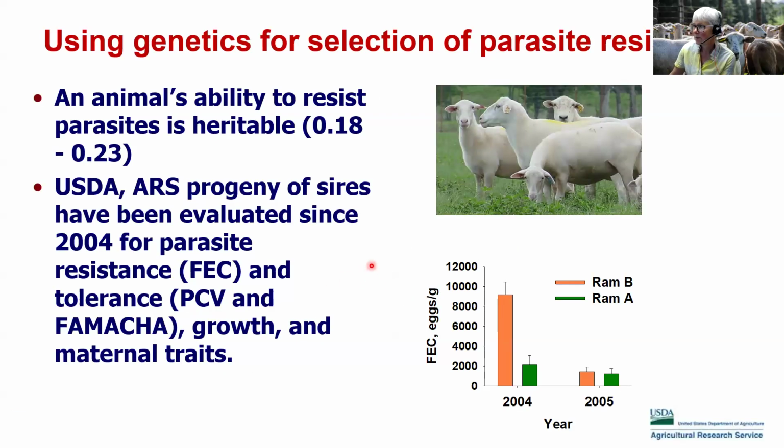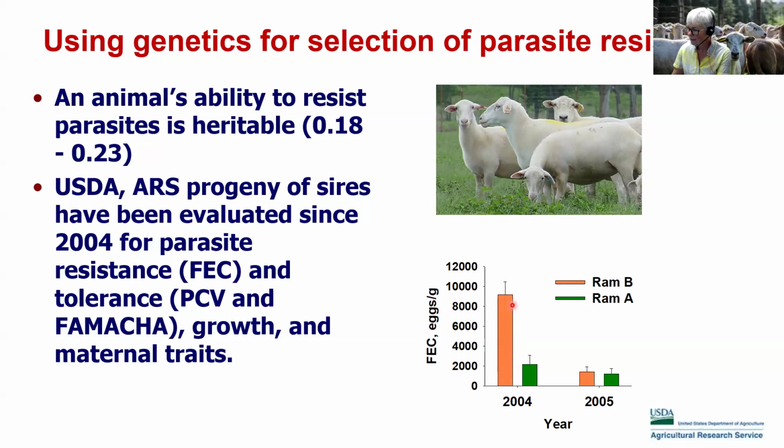Genetics is, like I said, my most favorite parasite control method. So what is genetic resistance? An animal's ability to resist parasites is heritable, and that's a good thing. Heritable traits are something that will be passed on to offspring. Back in 2004, we had 2 rams, an orange one, we called Ram B, and a green Ram A. In this wet year of 2004, these are the offspring, with at least 20 lambs per sire represented in each of these bars.